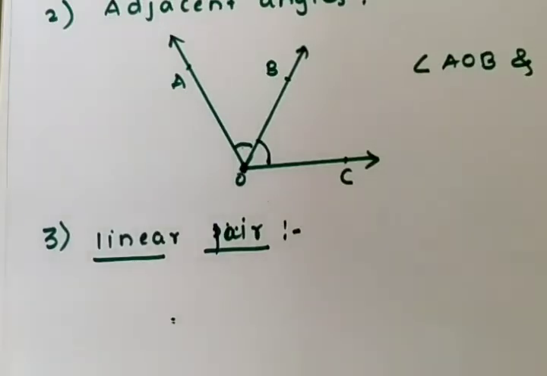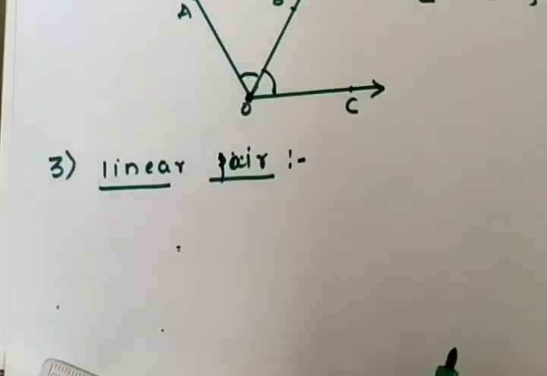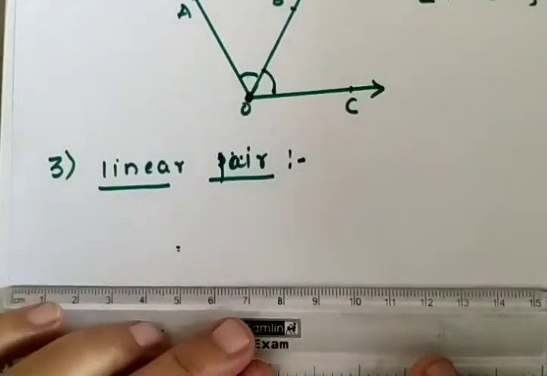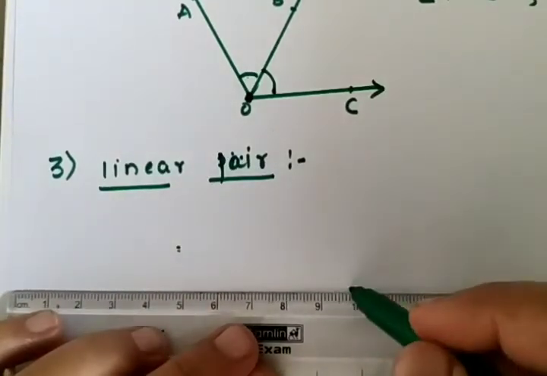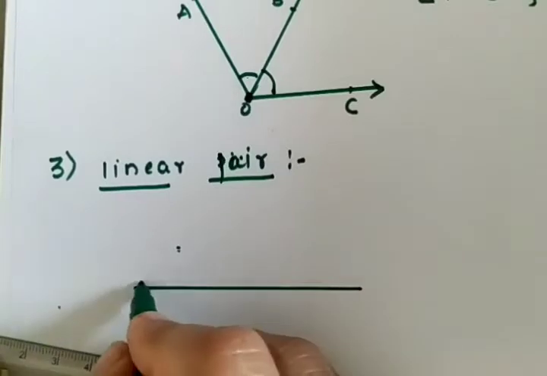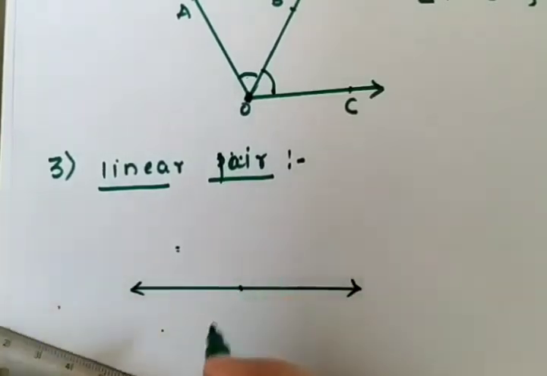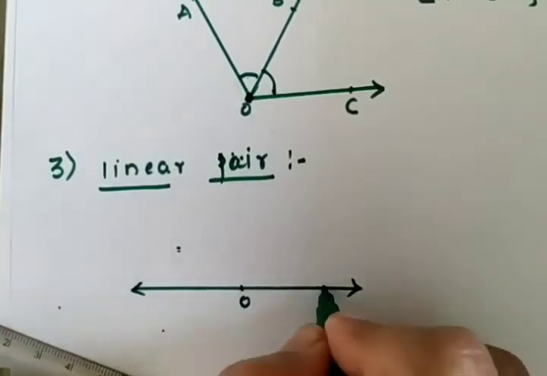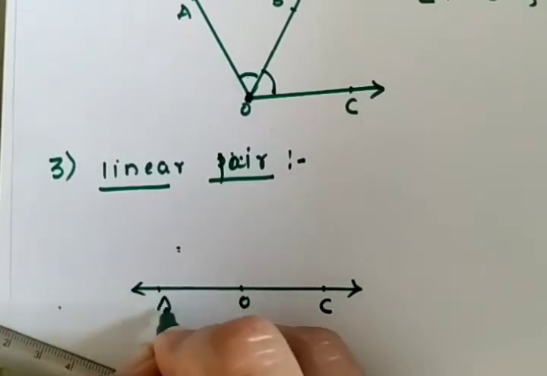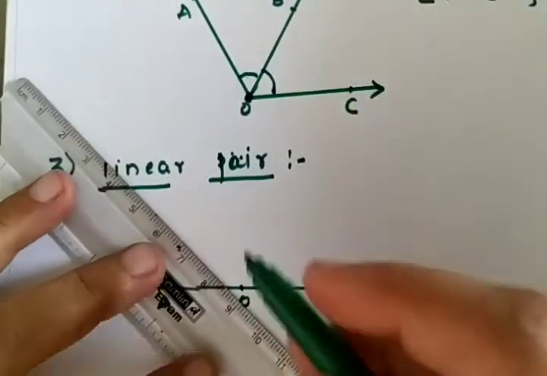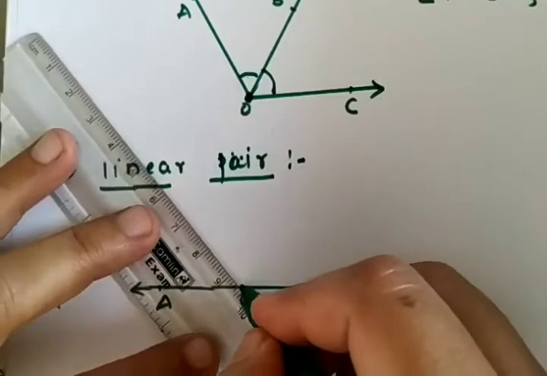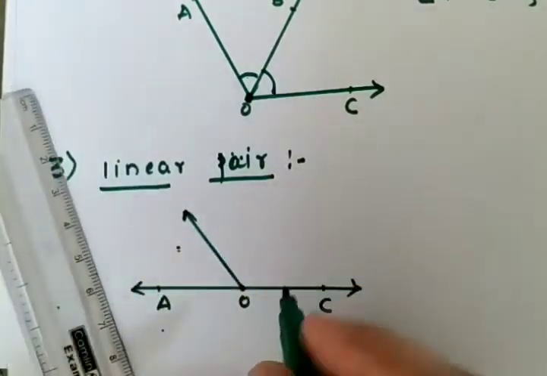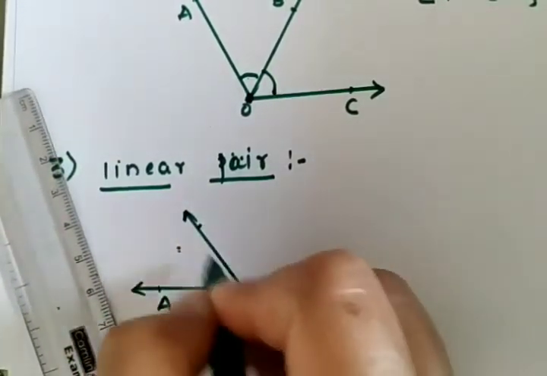Linear pairs are also adjacent angles. Only the difference is what? In a linear pair, the sum of these two angles is 180 degrees. See, here I will draw a linear pair. This is, suppose, my arm OC. This is my arm OA. Same like this. And the third arm I will draw like this. Suppose this is OB.